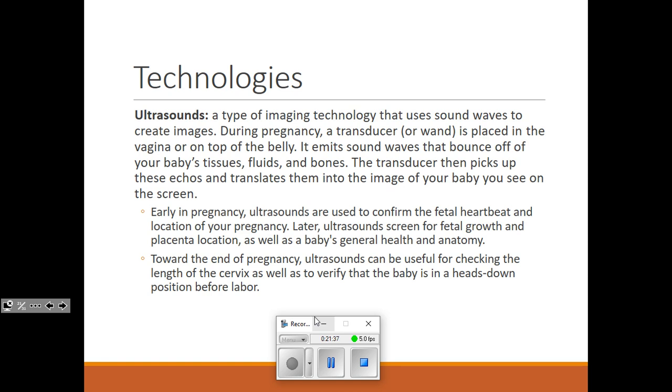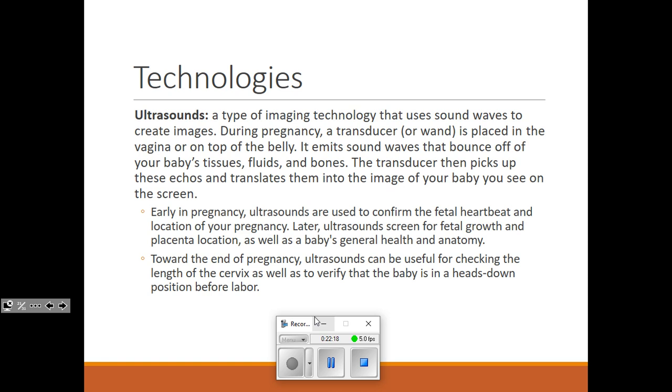But the first, or ultrasound is an imaging technology. It uses sound waves to create images. So it's not a photograph. It's using sound waves. They bounce off of things. It's hooked up to a computer, and it generates an image of what stuff looks like. During pregnancy, a transducer or a wand is placed either in the vagina or on top of the belly. The on top of the belly is more common, but the other type is an internal ultrasound, and sometimes it gives them a better picture. It emits sound waves. They bounce off baby's tissues, fluids, bones. Then the transducer picks up the echoes and translates them into the image of the baby.